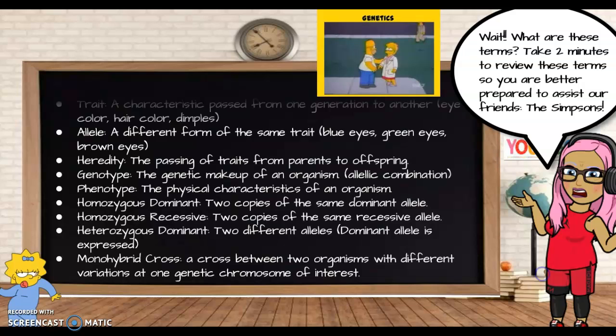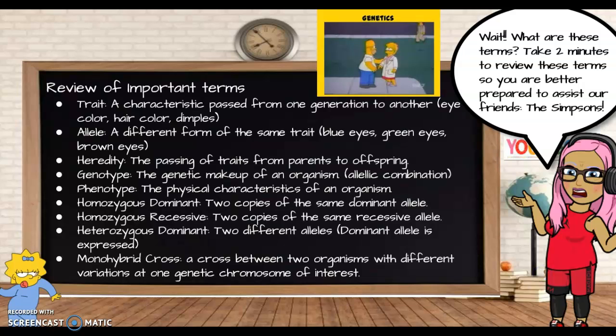So, what are these terms? A trait is a characteristic passed from one generation to another, such as eye color, hair color, dimples. An allele is a different form of the same trait. So if we're talking about the trait eyes, this is going to be blue eyes, green eyes, or brown eyes. Heredity is the passing of traits from one parent to offspring. Genotype is the genetic makeup of an organism, and it is also considered the allelic combination because there are two alleles, and with both alleles, that gives you the genotype.